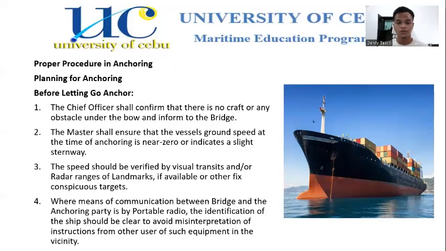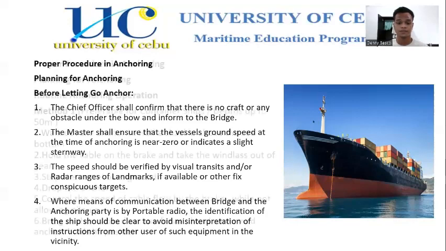Before letting go the anchor, the chief officer shall confirm that there is no crack or any obstacles under the bow and inform the bridge. The master shall ensure that the vessel's ground speed at the time of anchoring is near zero or indicates a slight sternway. The speed should be verified by visual transits and radar ranges of landmarks, if available, or other fixed conspicuous targets. Number four, where the means of communication between the bridge and the anchoring party is by portable radio, the identification of the ship should be clear to avoid misinterpretation of instructions from other users of such equipment in the vicinity.